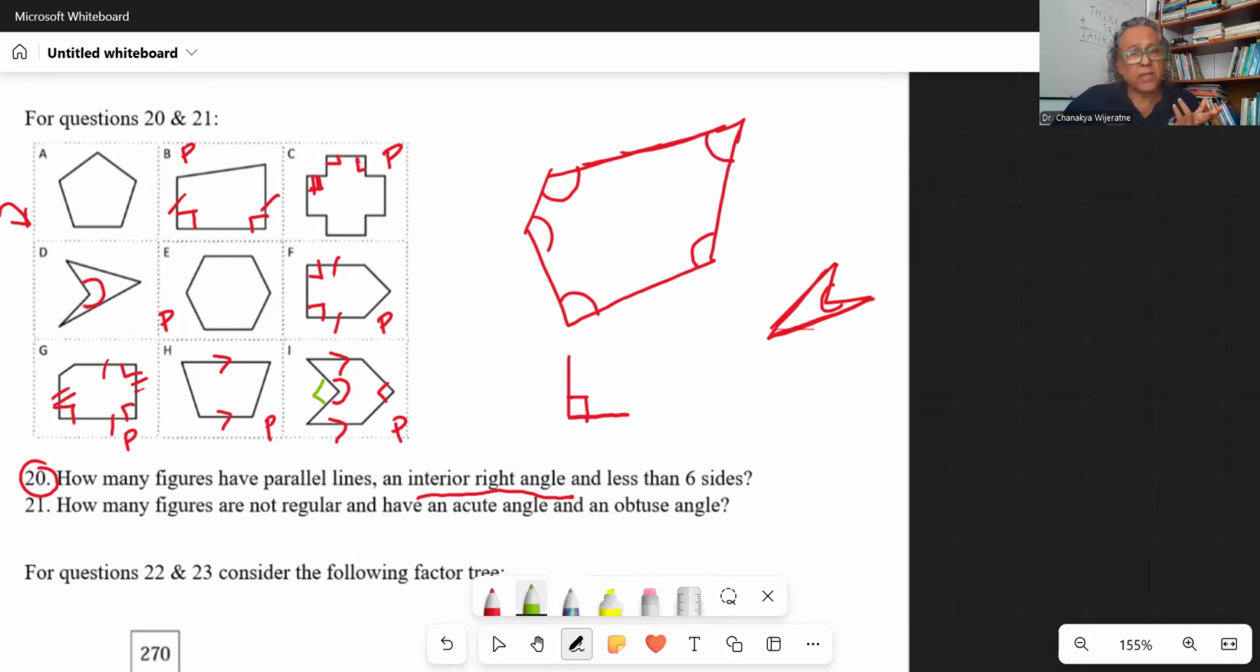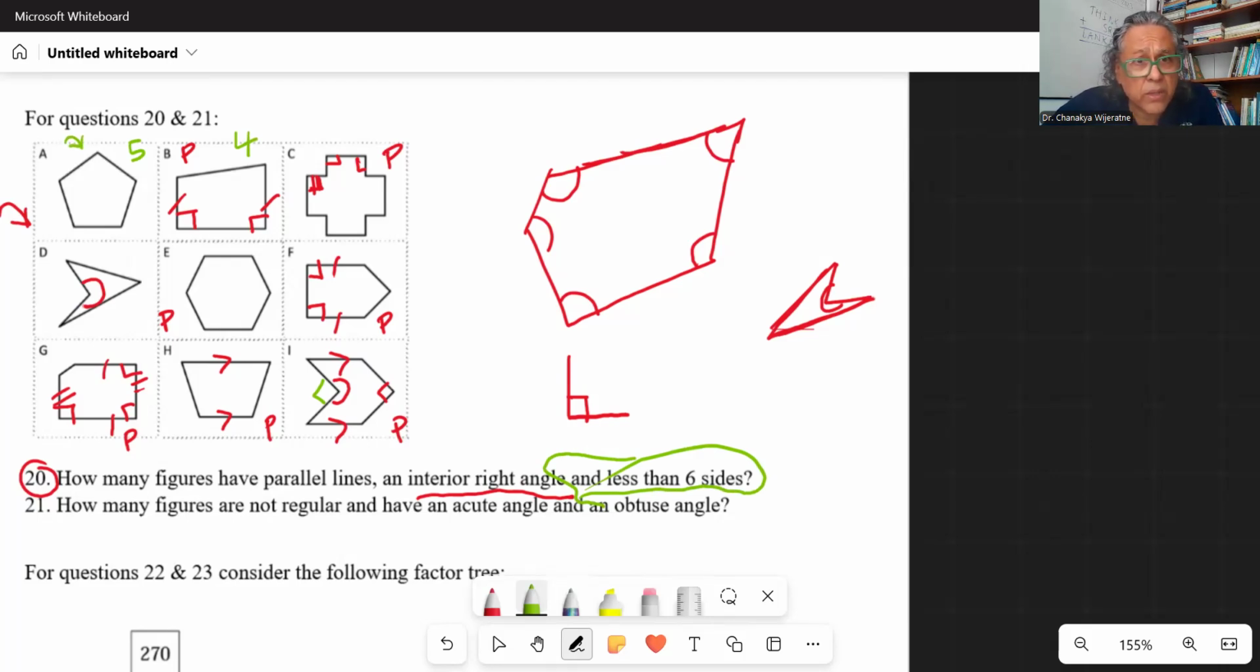So, parallel lines, interior right angle, and less than 6 sides. All three have to be satisfied by a figure for us to count it. Less than 6 sides, that's the easiest one to check, right? So this has 5 sides. And this is a quadrilateral, this is a pentagon, with 5 sides.